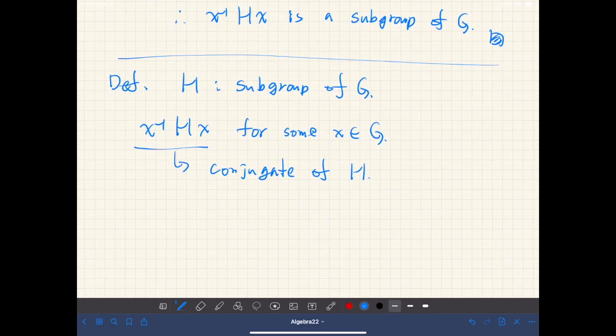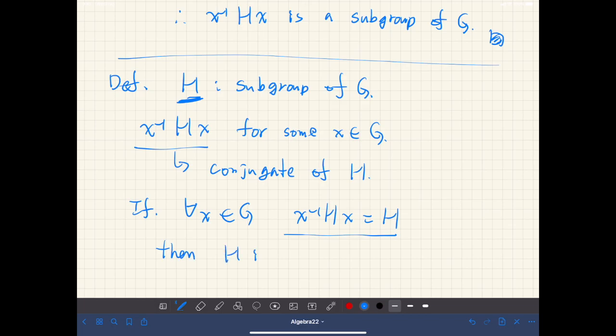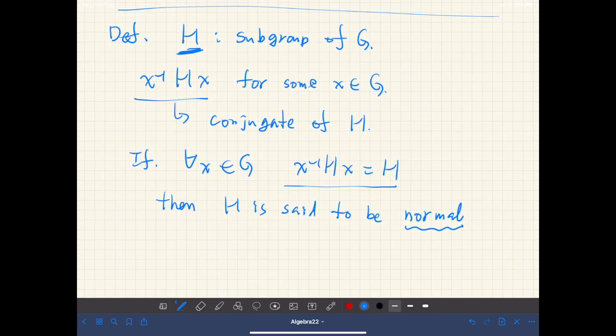Okay, and if the subgroup H coincides with all its conjugates, so that means if for all X in G we have X inverse H X is equal to H. So if this is the case, then H is said to be normal, or it's a normal subgroup in G. Okay, so for all elements in G, if the conjugate of H is equal to H itself, then this subgroup H is said to be a normal subgroup in G.